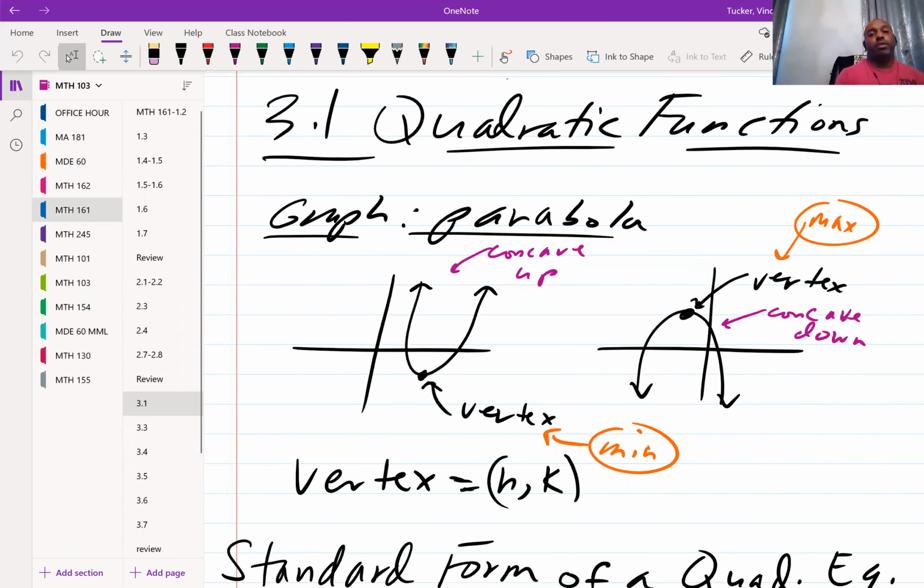The graph that we will get whenever we're looking at quadratic functions is your parabola. And it can go concave up or concave down. Concave up is the U shape. Concave down is flipping it upside down. When it's concave up, we have a vertex at the bottom, and that's our lowest value, our minimum. If it's concave down, our vertex is at the top. So our vertex will be the highest point, which would be considered our maximum. The coordinates of your vertex is always considered (h, k).